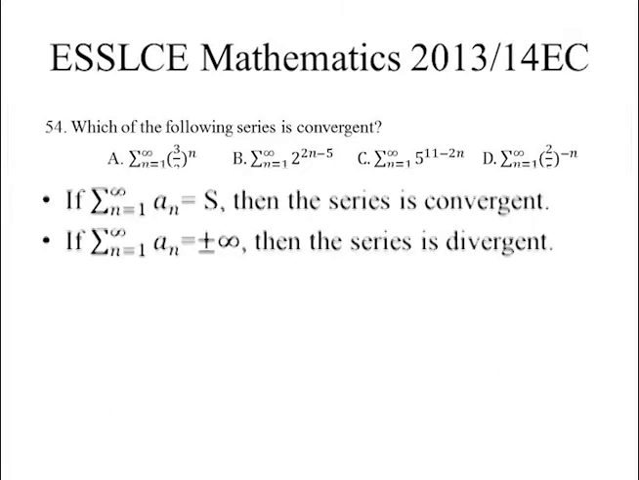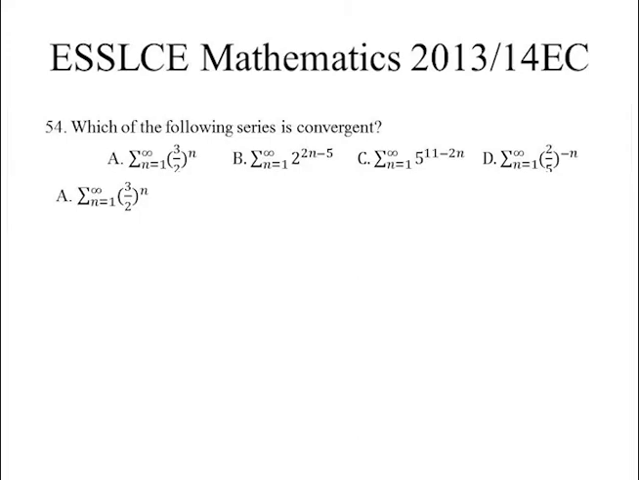If a series, summation of a sub n ranging from 1 up to infinity, approaches a constant s, then the series is convergent. And if a series, summation of a sub n ranging from 1 up to infinity, approaches positive infinity or negative infinity, then the series is divergent. Hence, let's check each of the choices.